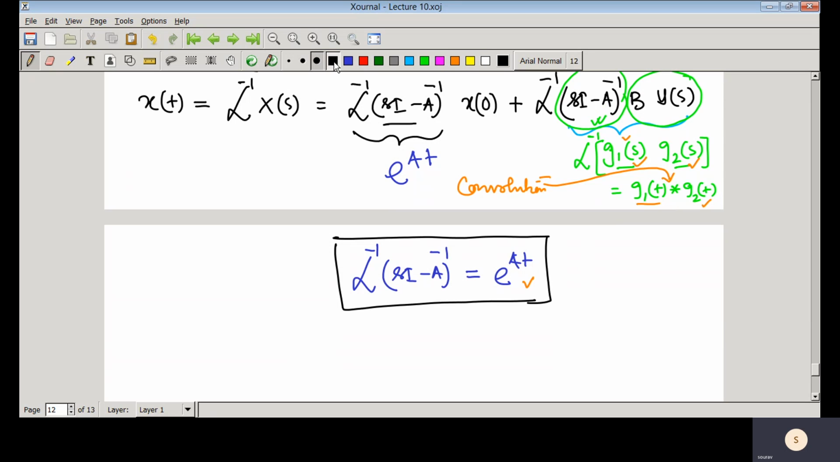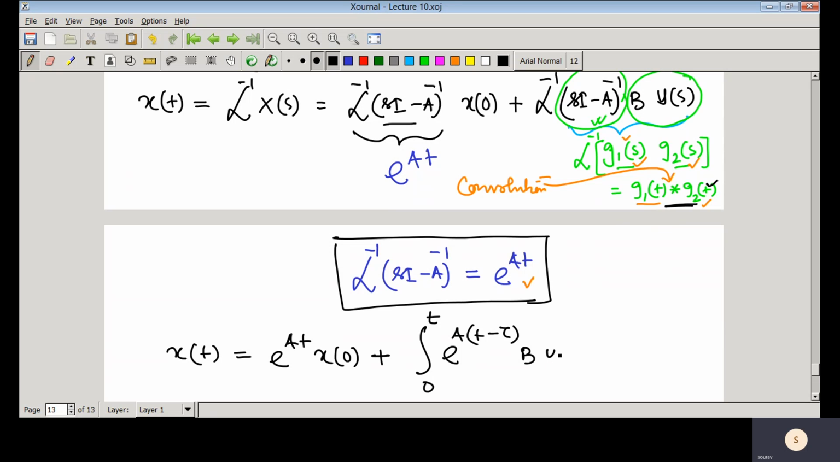Now if you take the Laplace inverse of this function, what will you get? You get x(t) equal to e to the power At x(0) plus the convolution of these two. That means integral from 0 to t, the first function is e to the power A(t minus tau) and the second function is B u(tau) d tau. So this is that solution. This is very important. That means the solution of the state equation is this one.